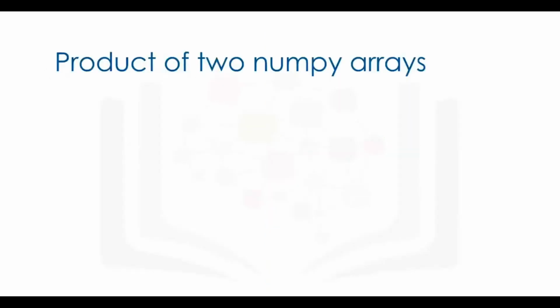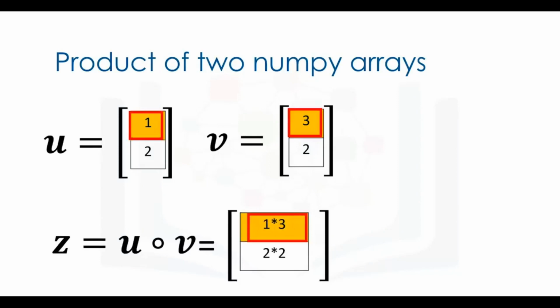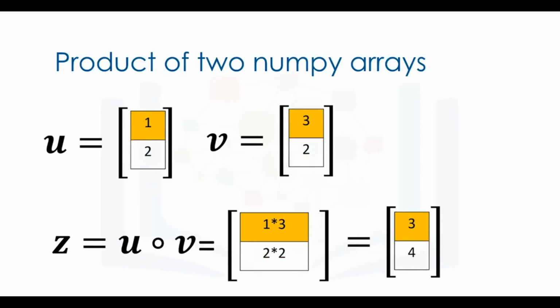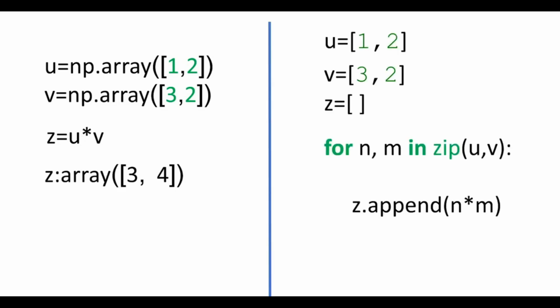Hadamard product is another widely used operation in data science. Consider the following 2 vectors, u and v. The Hadamard product of u and v is a new vector z. The first component of z is the product of the first elements of u and v. Similarly, the second component is the product of the second elements of u and v. The resultant vector consists of the entry-wise product of u and v. We can also perform Hadamard product with 1 line of code in NumPy. It would require multiple lines to perform Hadamard product on 2 lists as shown on the right side of the screen.